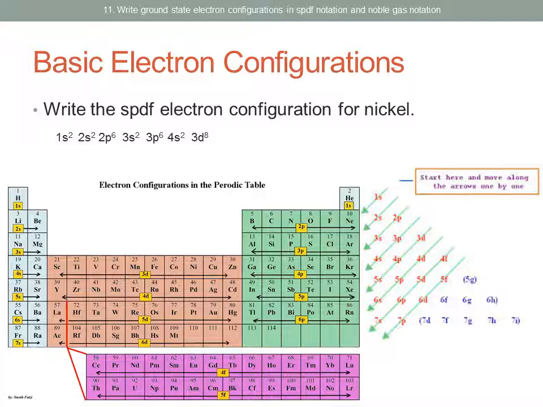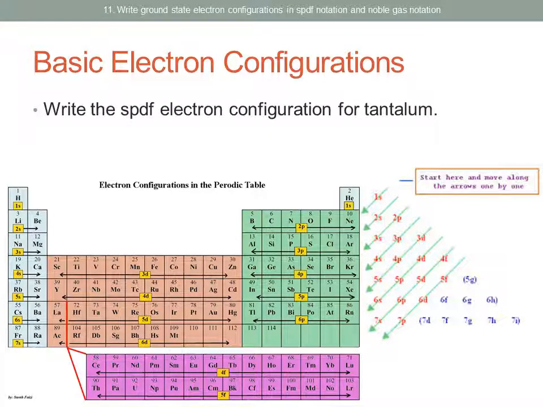Now if we count up the number of electrons, we'll see that there are in fact 28. 2 plus 2 is 4, plus 6 is 10, plus 2 is 12, plus 6 is 18, plus 2 is 20, plus 8 is 28. So we probably have the correct configuration.